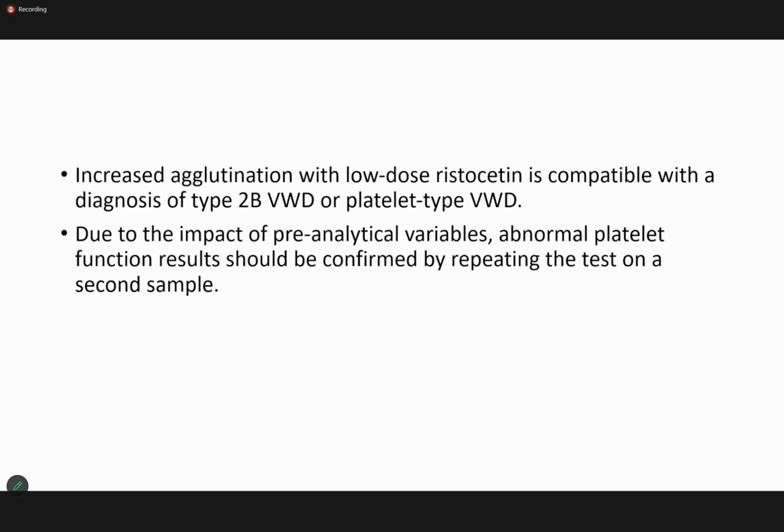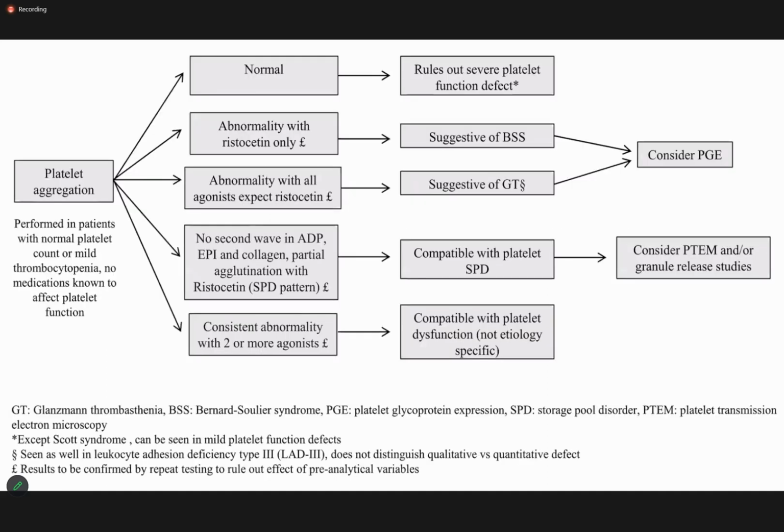to make sure the abnormality is persistent, and only then can you diagnose that particular problem. So when you have a normal platelet aggregation, then you can exclude severe inherited platelet function disorder. When you have an abnormality with ristocetin only, it is suggestive of Bernard-Soulier syndrome. And if there is abnormality with all agonists except ristocetin, that is suggestive of Glanzmann thrombasthenia.